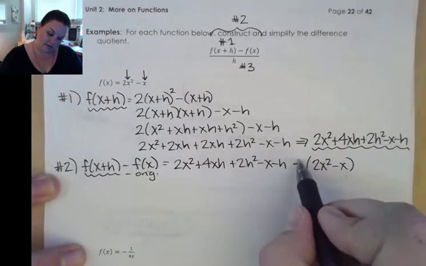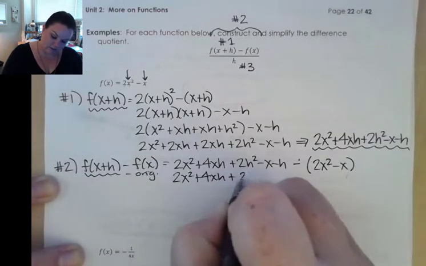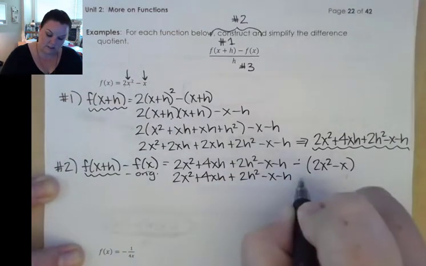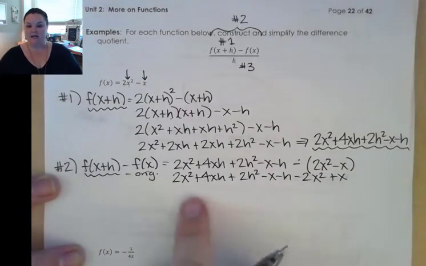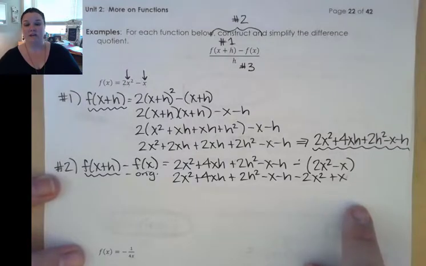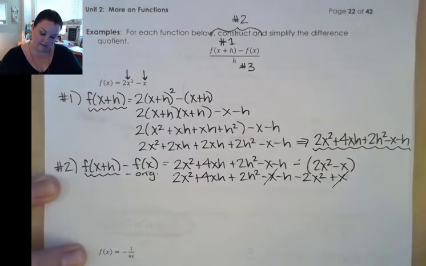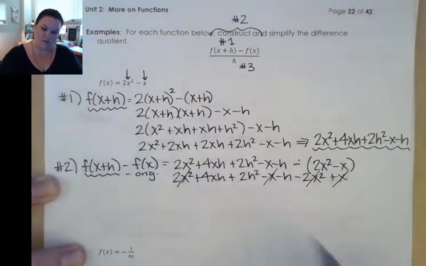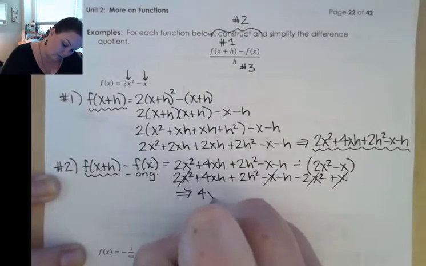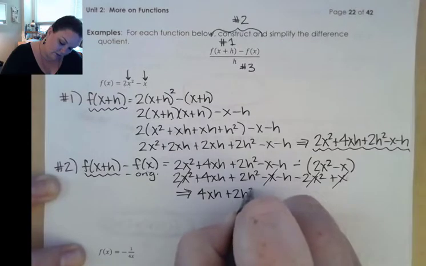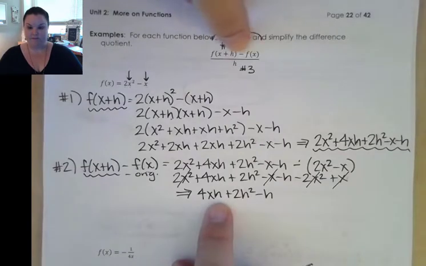So I'm going to go ahead and distribute this negative in. So I get 2x squared plus 4xh plus 2h squared minus x minus h. This becomes a negative 2x squared and a positive x. So once I get it all simplified out, now I want to see if I can combine any like terms. So notice I have a negative x and a positive x. I have a negative and positive 2x squared. And so what I'm left with is 4xh plus 2h squared minus h. Okay? So this is the whole top of this fraction.